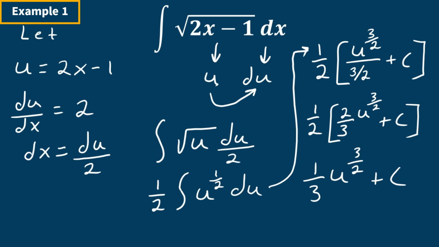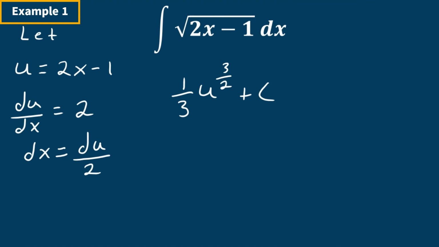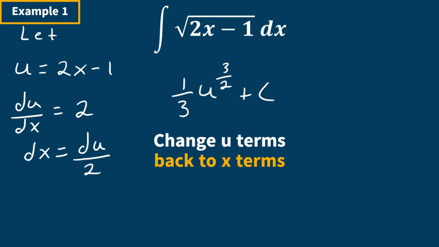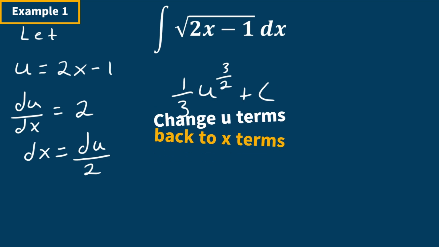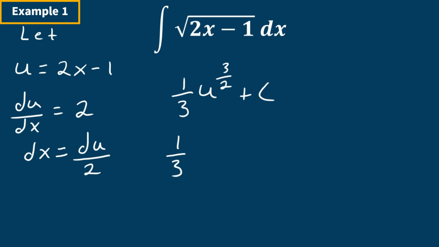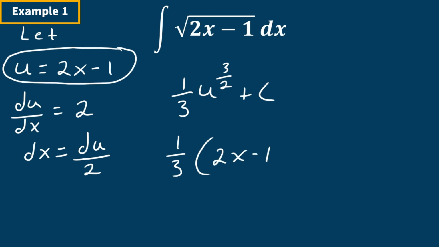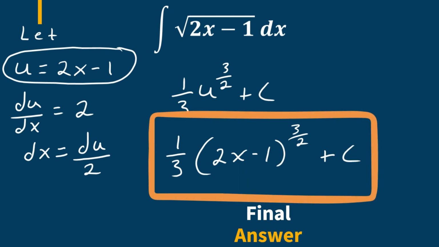Now we only have one step left. Remember how we changed our inner function to become a u? Well, now we have to change our u back to what the original value of u is supposed to be. What that means is that we're going to have 1/3 times u, which we know is 2x minus 1. So we'll put 2x minus 1 to the 3/2 plus c. This is going to be our final answer.